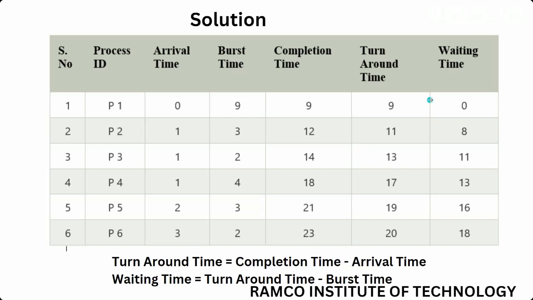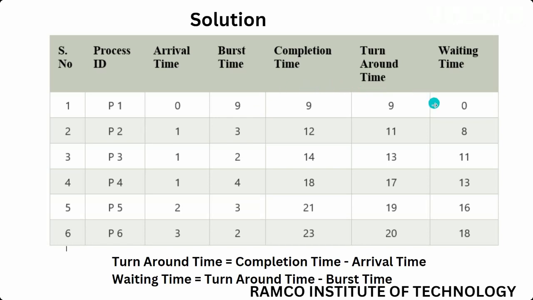The next is the waiting time of each process. We need to calculate the waiting time. The waiting time is the difference between turnaround time and burst time. So here we have the turnaround time of each process as well as the burst time of each process. From this we can calculate the waiting time. The waiting time of P1 is 0. Here the turnaround time is 9 and burst time is 9. So 9 minus 9, 0.